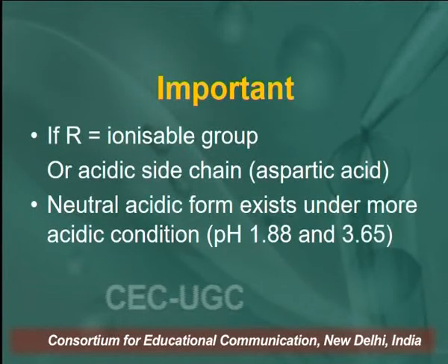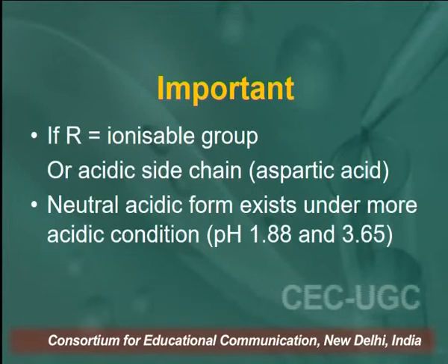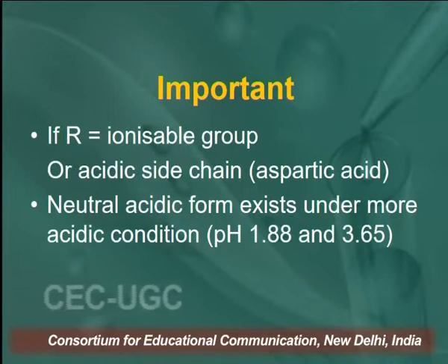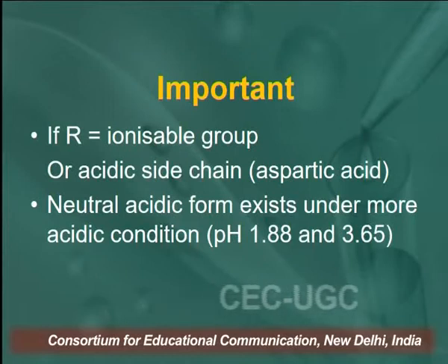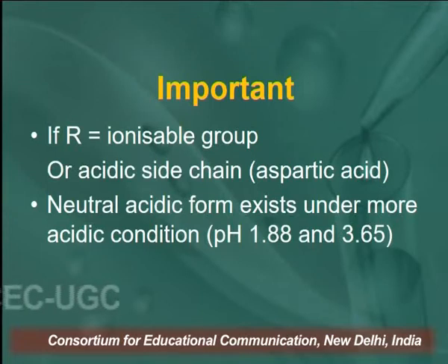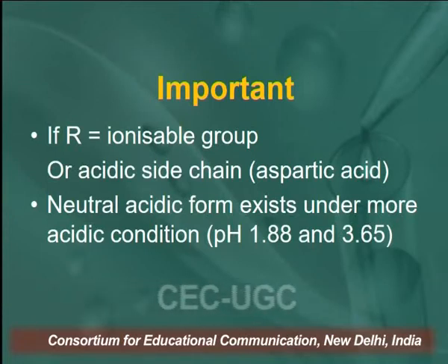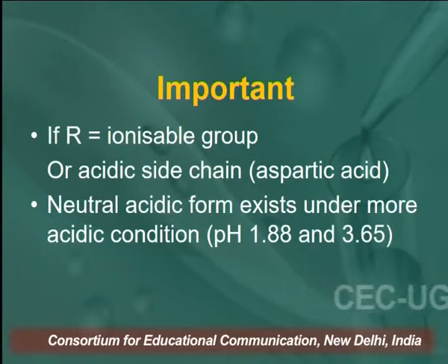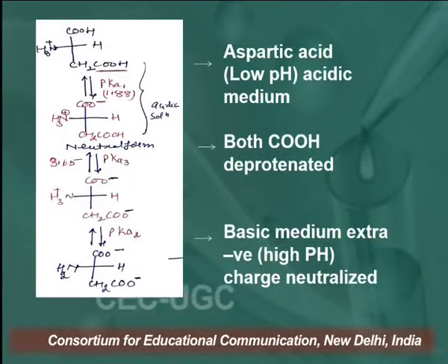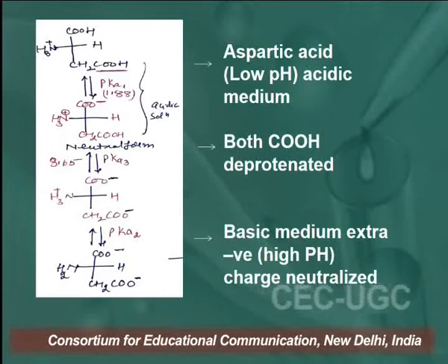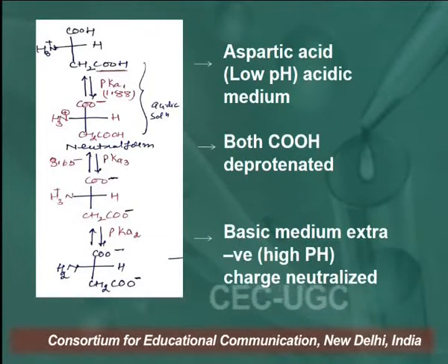Again, if there is an R group which is ionizable, or any acidic side chain like aspartic acid having an acidic side chain, there is also a neutral acidic form which can exist under more acidic condition, where the pH is between 1.88 and 3.65. So this is aspartic acid. It's very important, learners, because aspartic acid has 2 acidic groups, 2 carboxylic groups in its structure.